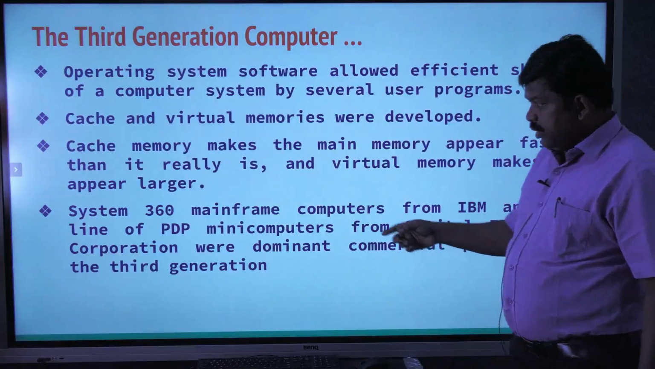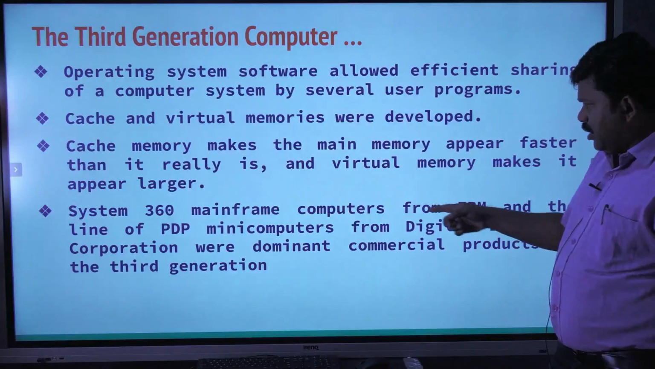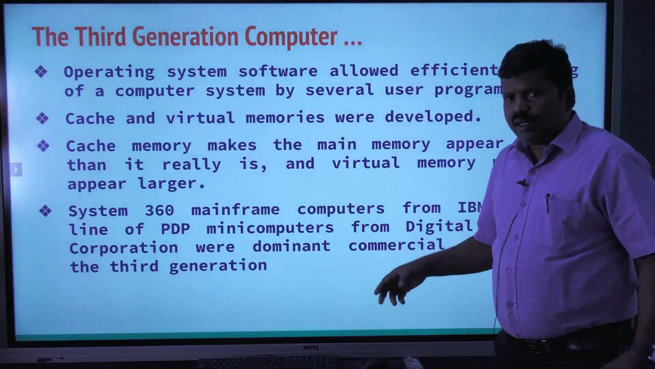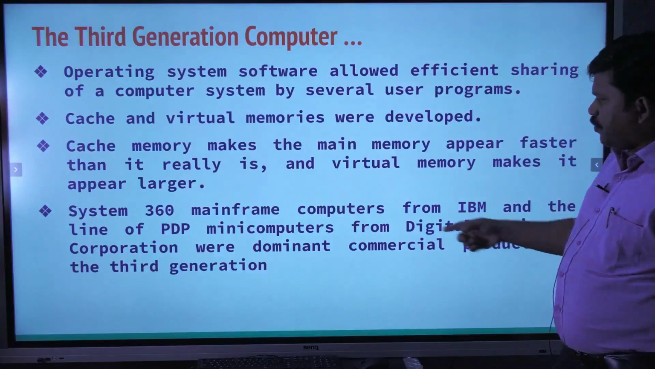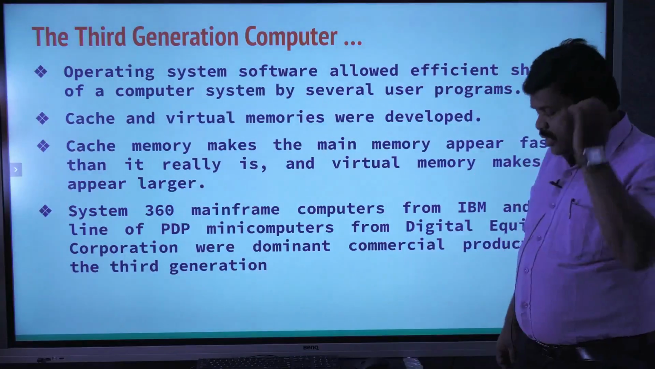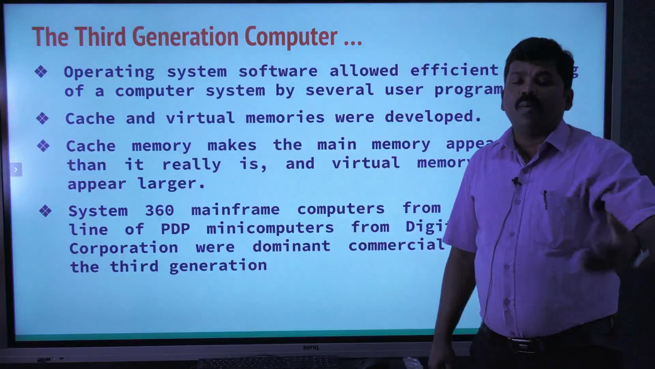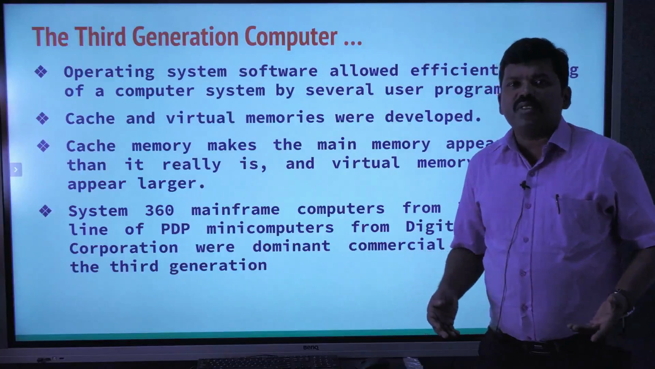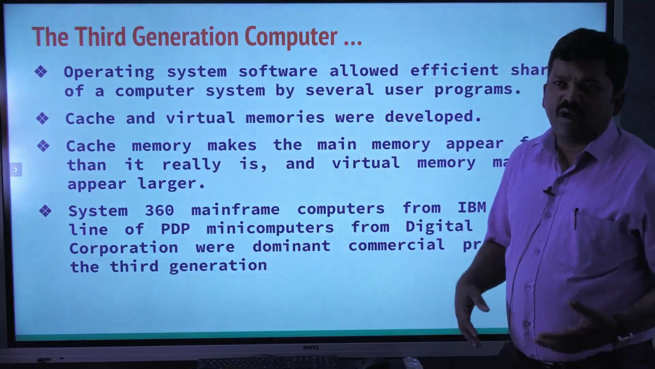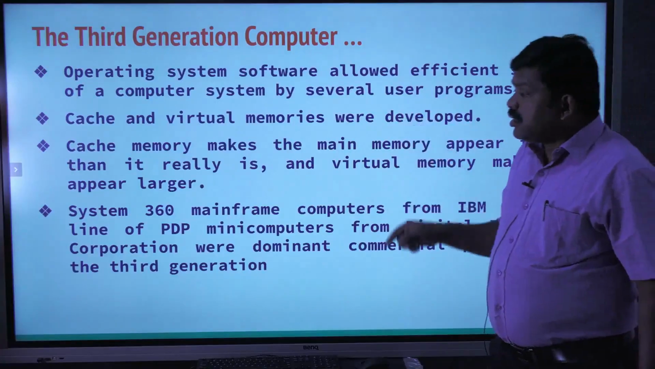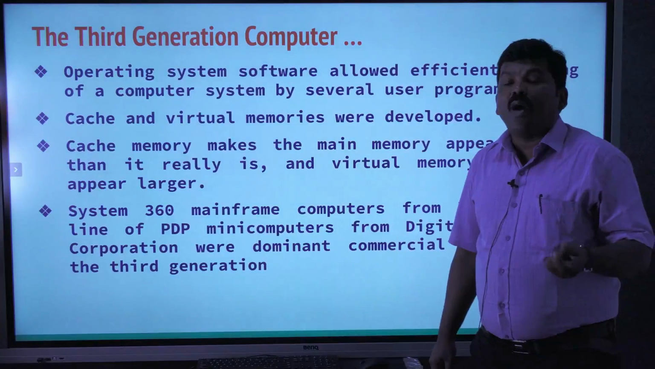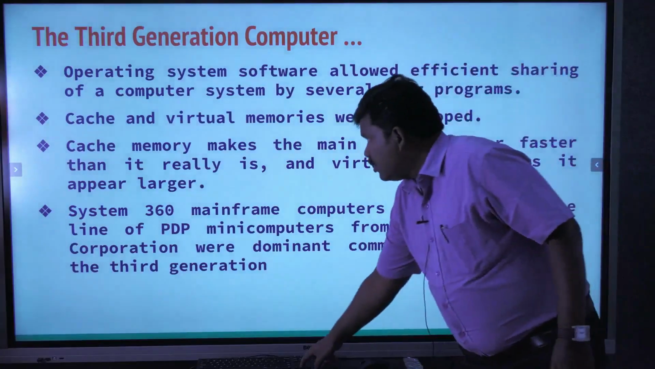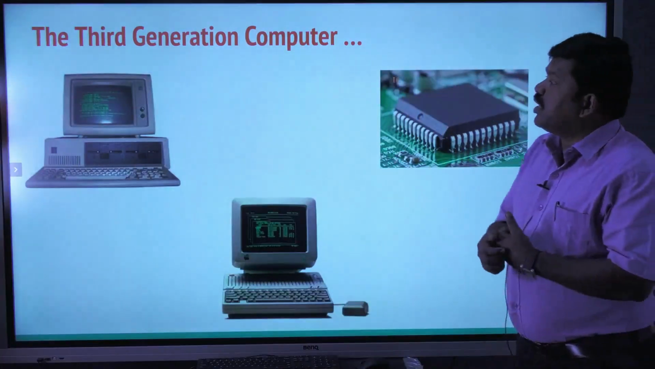Also during that time, mainframe computers from IBM and the line of PDP minicomputers from the Digital Equipment Corporation were developed, and they dominated the commercial products of the third generation computers. First generation computers and second generation computers were not commercial computers. These computers were used only in research laboratories and for military purposes. They were not given to the common man for general purpose usage. But third generation computers initiated the concept of commercial computers, so that computers were used for commercial purposes. These are some examples of third generation computers.